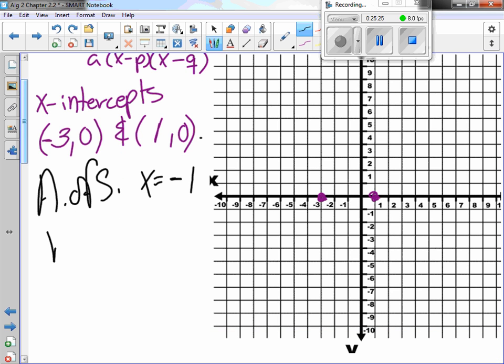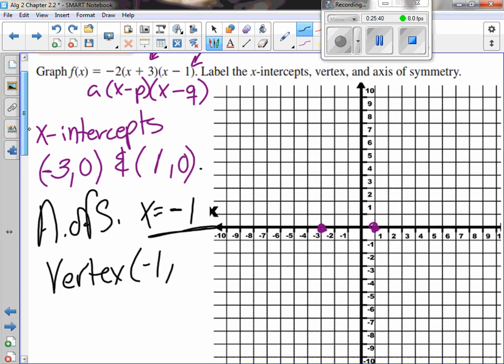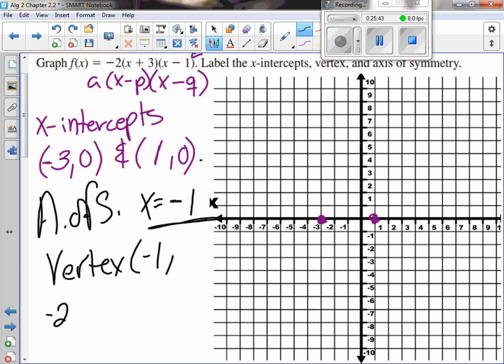Well, the last thing we're going to need to do to find the vertex is, well, we have to plug it in. Because for the vertex so far, we found negative 1, because we've seen that the axis of symmetry will give us the x value of the vertex. Now to find the other value of the vertex, I've just got to plug it into our function. So it would be negative 2 parentheses, negative 1 plus 3, times negative 1 minus 1. So I took the original function and I plugged negative 1 in for x, everywhere there was an x.